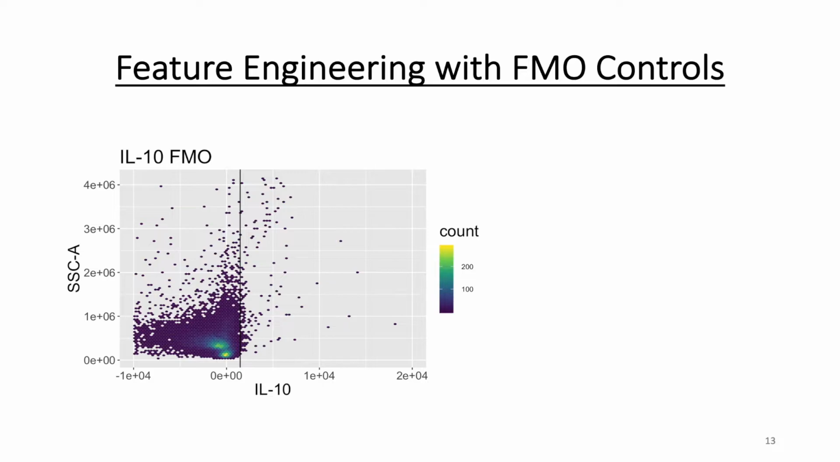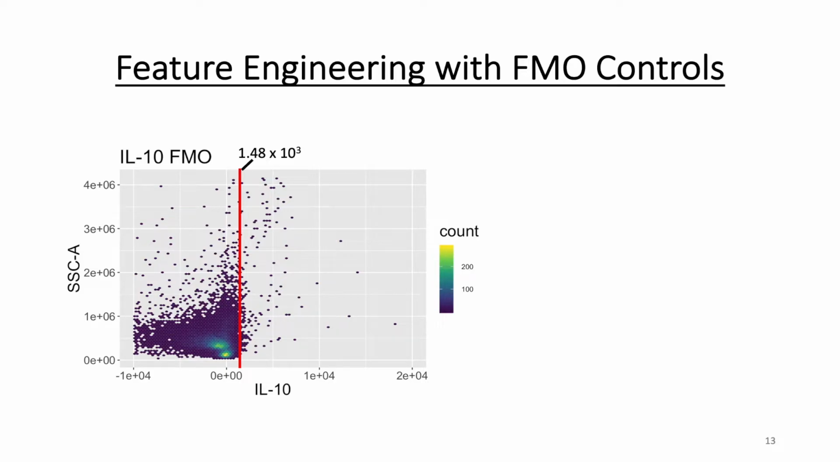So feature engineering with FMO controls is based off of the traditional FMO gating that I described earlier. But again, it uses reproducible methods for calculating where those threshold cutoffs should be. So remember, for this IL-10 FMO here, it contains all of our markers within our panel except for IL-10. So we know that any data above this threshold should be positive. So we take the 99th percent quantile of the data, meaning that 99% of the data will be on the left of this threshold and 1% will be on the right. So this accounts for a little bit of noise in the data.